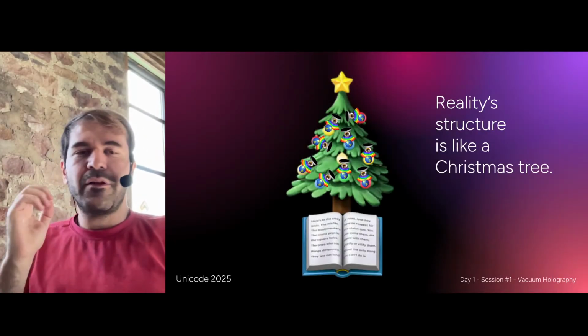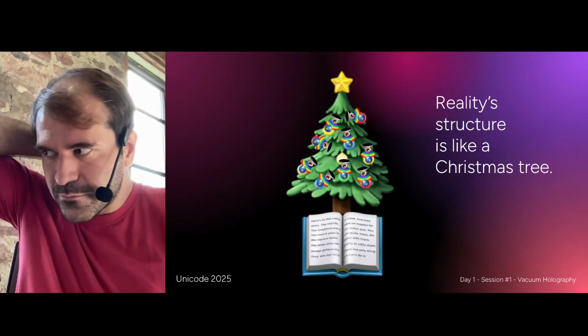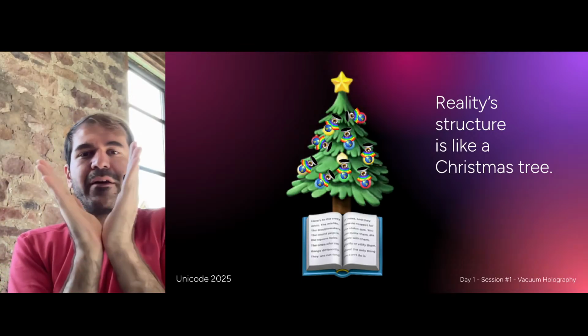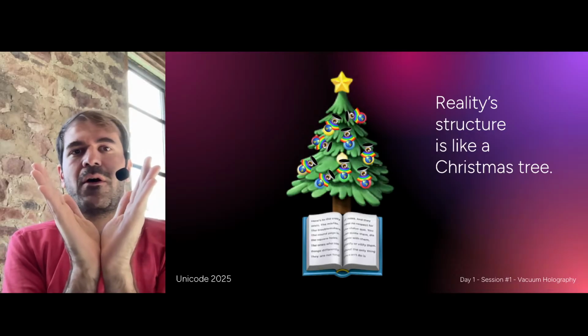So reality structure is like a Christmas tree. If you imagine that manifold at the bottom, you've got that manifold at the bottom, which has all of the different reality description sets. It has all of the different code points.